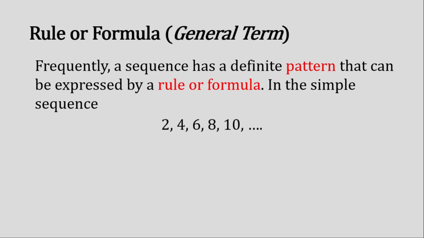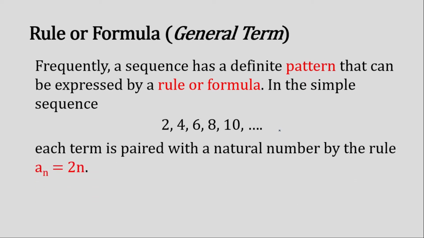In the simple sequence 2, 4, 6, 8, 10, we know that 2 is the first term, 4 is the second term, 6 is the third term, 8 is the fourth term, and 10 is the fifth term. Each term is paired with a natural number by the rule a sub n equals 2n. See this a and n? We read that as a sub n because n is a subscript of a.